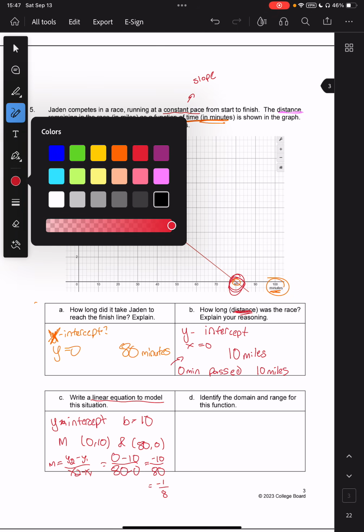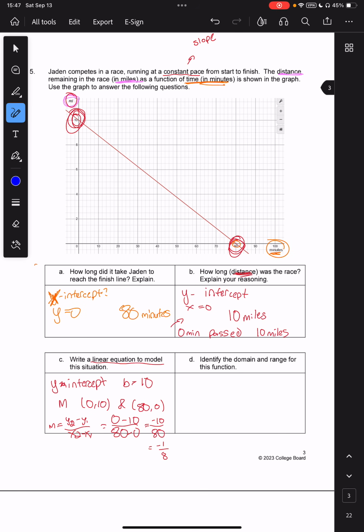So then that makes the equation of our line in y equals mx plus b form: y is equal to negative 1 over 8 times x plus 10. And we know this is correct because our slope is negative and we see that this line is decreasing, because as the x values increase, the y values are decreasing. So this is the equation of our line.